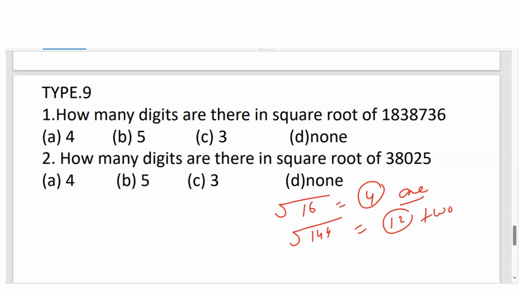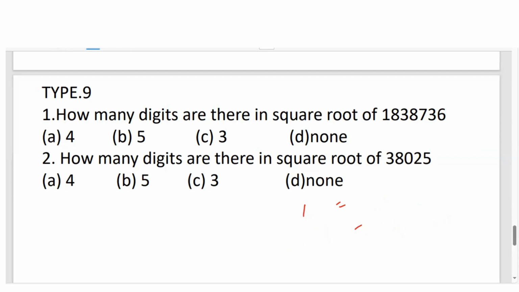But here the number given is large. So if we find the square root of this number and then check how many digits, it will take a lot of time. So we need a simple logic. The logic is what? You do not need to find the square root. Just check how many digits. 1, 2, 3, 4, 5, 6, 7. 7 digits are given.